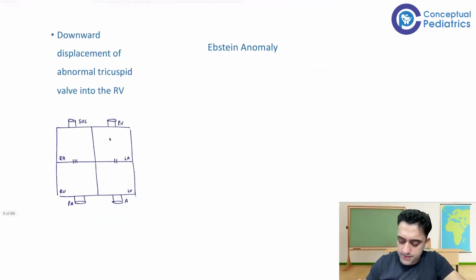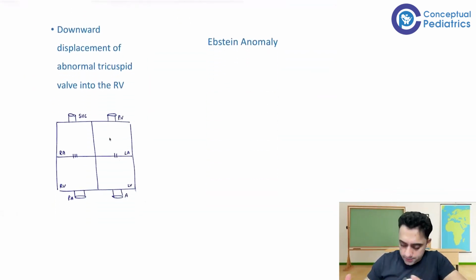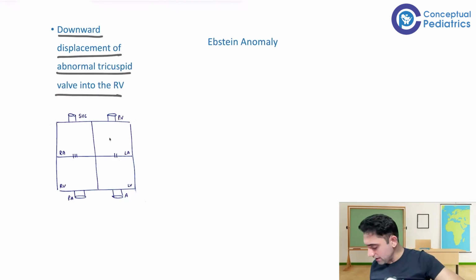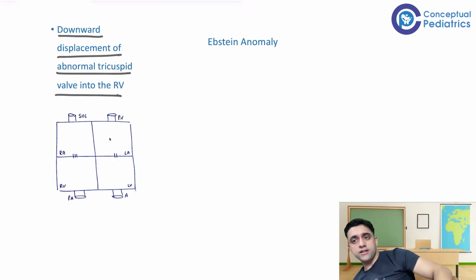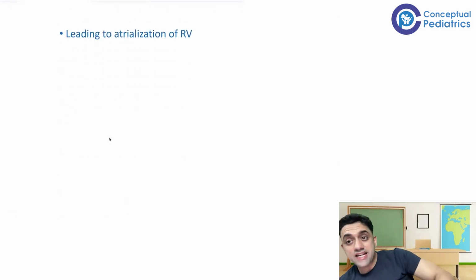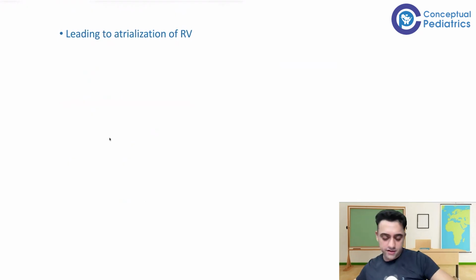So let's start again. Number one, let's quickly revise. In this class, I have understood there is a downward displacement of the abnormal tricuspid valve into the right ventricle. Because of this downward displacement of the tricuspid valve, that leads to atrialization of the right ventricle. Remember that, number one.